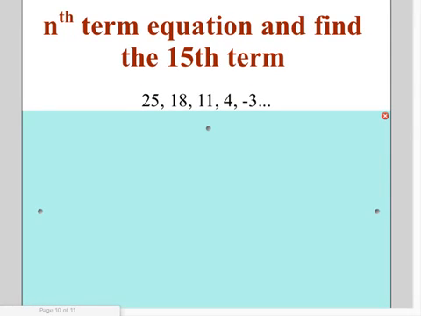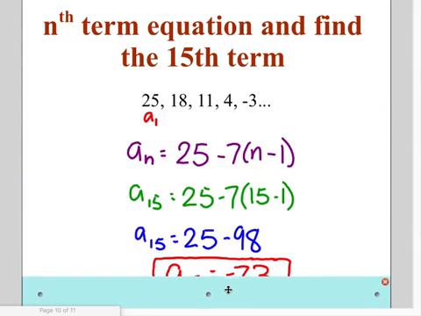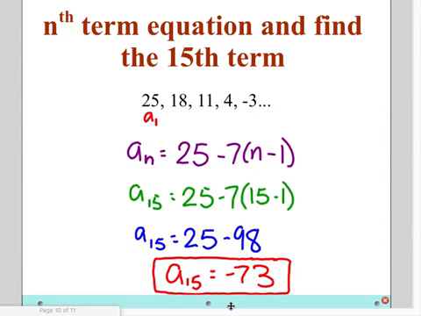Go ahead and try this one on your own, writing both the general equation and finding the 15th term. So we end up with an answer of A15 is equal to negative 73 with our common difference of negative 7. It was subtraction instead of addition. Our first term was 25.